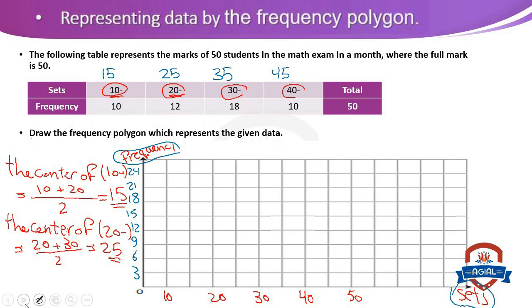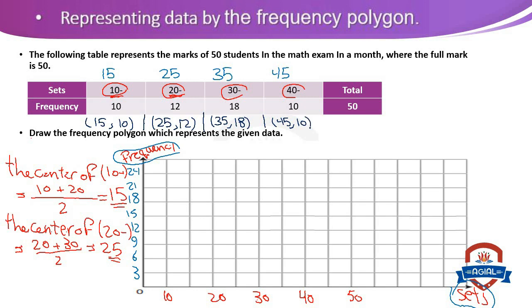And now we have to write the ordered pair of each set. The first ordered pair, we have the center of the set 15 and the frequency equals 10. And if we look at the second set, we have the center of the set equals 25 and the frequency equals 12. And if we look at the third set, we have the center equals 35 and the frequency equals 18. And in the fourth set, we have the center equals 45 and the frequency equals 10.